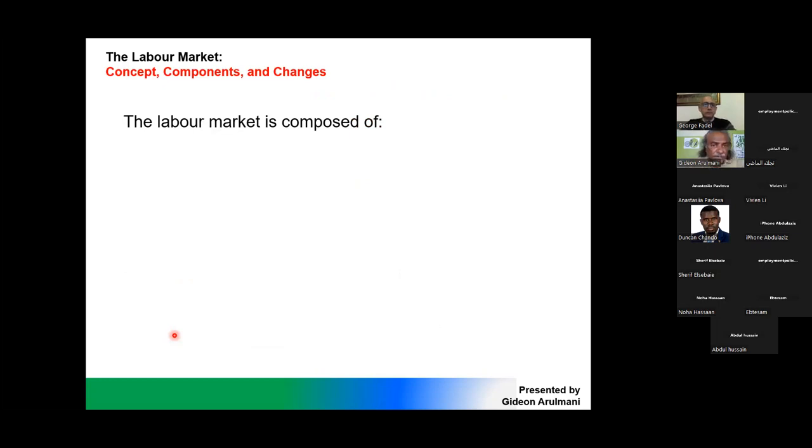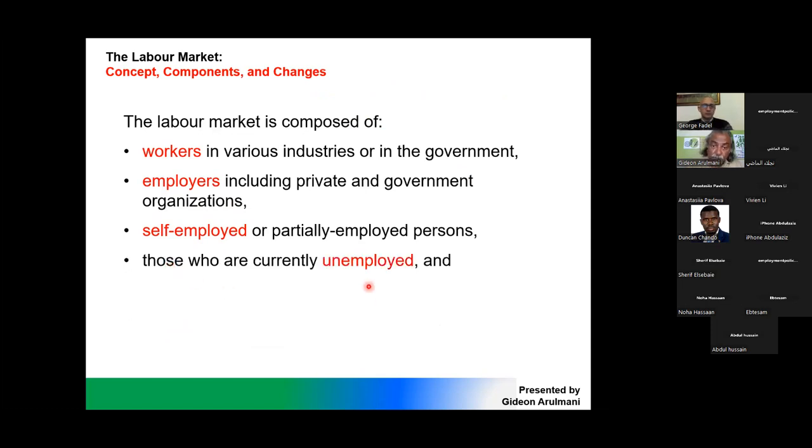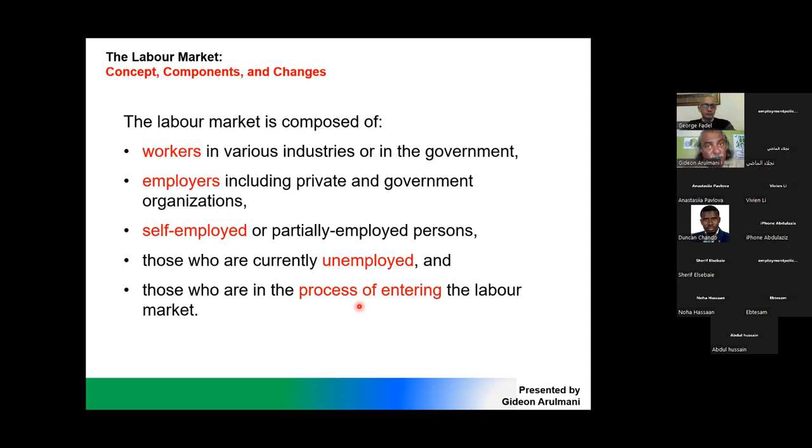So therefore, the labor market finally is composed of workers in various industries or in the government, employers, private or government organizations, and self-employed. We mustn't forget this group. They're also in the labor market. They are their own boss, and they are also very much part of the market. Those who are unemployed are also part of the market. It's not only those who have a job, but those who are partially employed or unemployed, because these can potentially get a job. Also those who are in the process of entering the labor market. So your final year college students, final year TVET students who are just about to enter the labor market, we need to count them as well into the composition of the labor market.